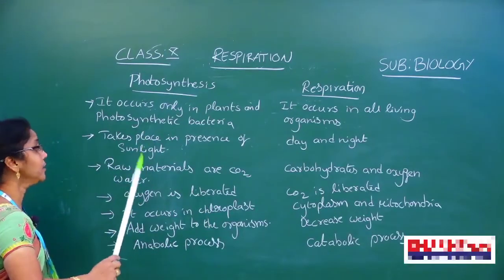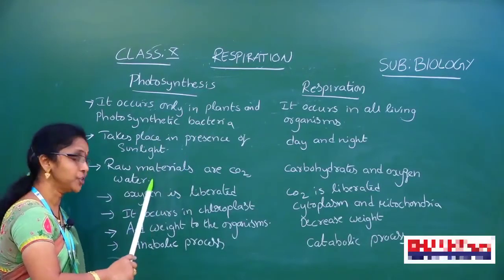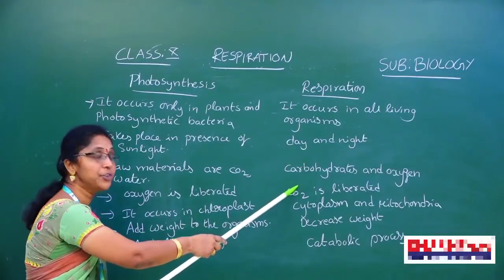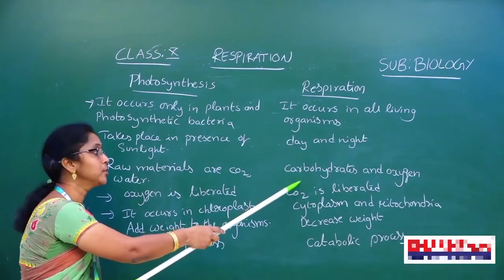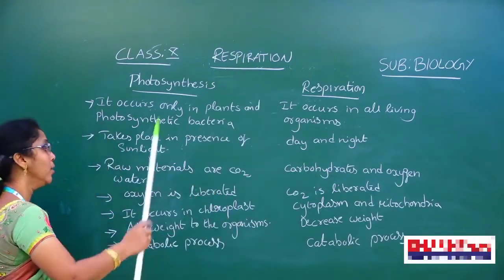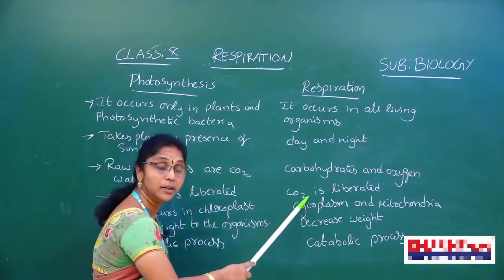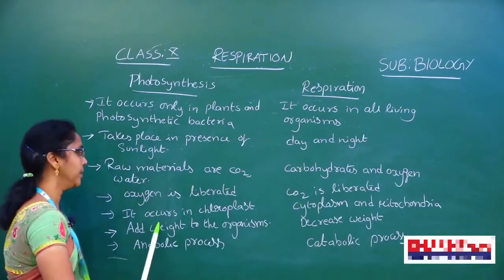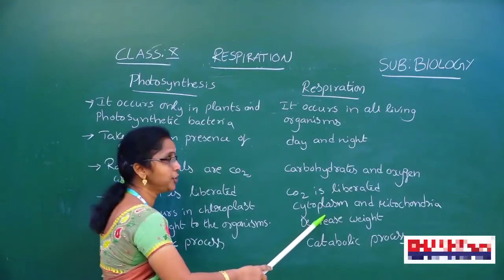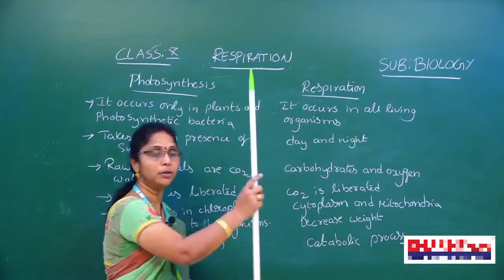But what are the raw materials required for photosynthesis? Carbon dioxide, water, sunlight and chlorophyll. But for respiration, the raw materials are carbohydrates, that means glucose or sugar molecules, and oxygen. What are they releasing here? In photosynthesis, oxygen is liberated, but in respiration, carbon dioxide is liberated. Where does the photosynthesis process occur? In the chloroplast. The sites of respiration are the cytoplasm and mitochondria.